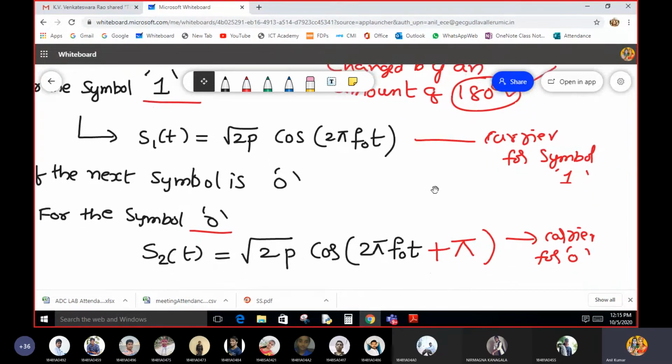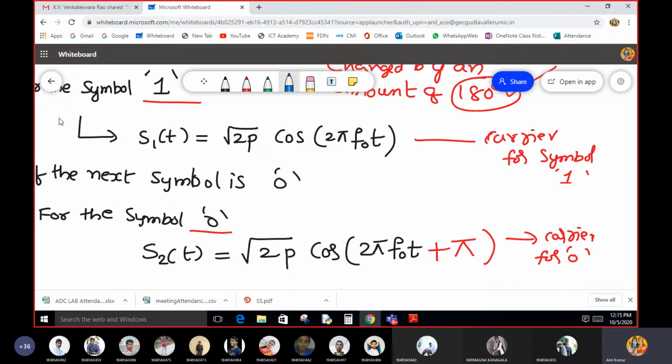S1 of t is the equation for the BPSK signal when logic 1 is to be transmitted. What is S2 of t? Anybody? What is S1 of t? It is the BPSK modulated signal, transmitted by the BPSK modulator when logic 1 is to be transmitted. When logic 0 is to be transmitted, this is also called the modulated signal.